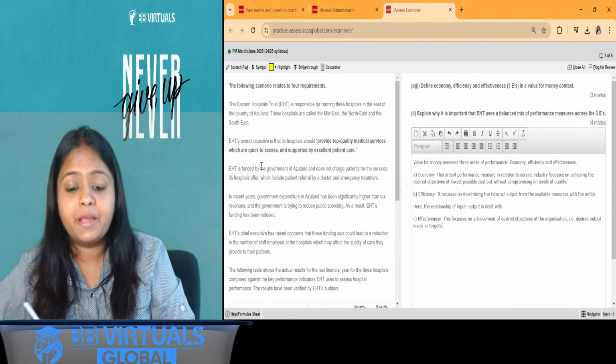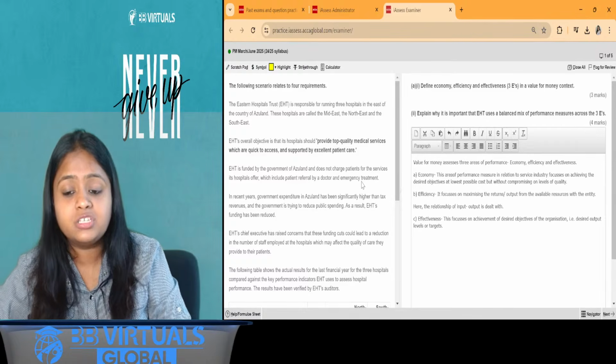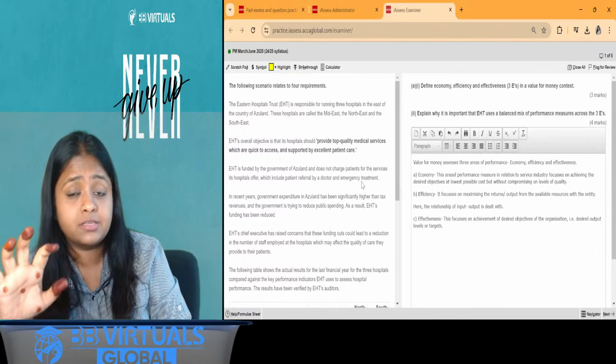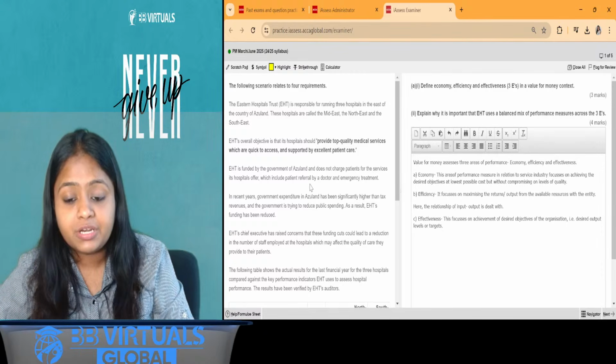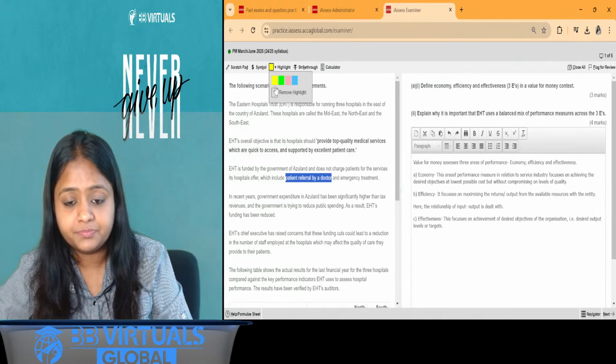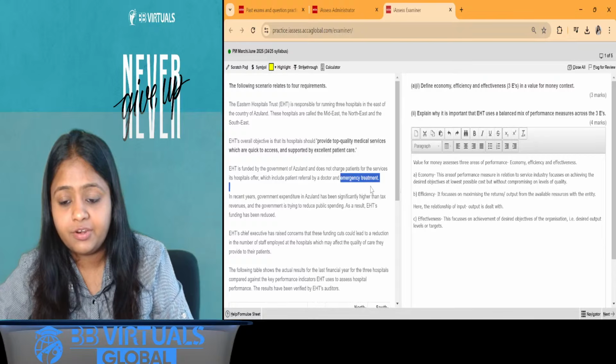Now let's go further. EHT is funded by the government of Azuland and does not charge patients for the services its hospitals offer. And which services are not charged? Patient referral by a doctor is not charged. Then emergency treatment is also not charged. So both of these are not charged.